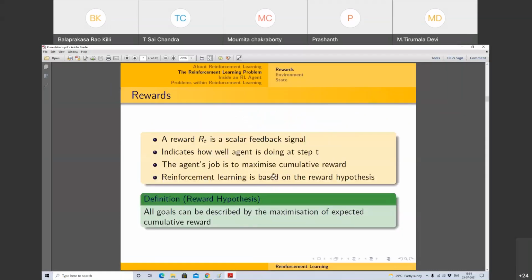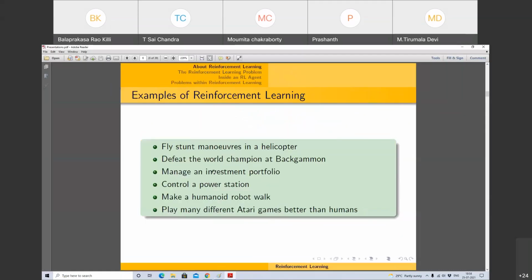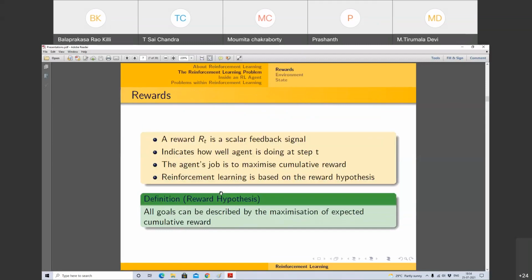So now you may ask, earlier we have discussed some applications of reinforcement learning. What is the goal of controlling a power station? The goal is to achieve maximum power generation, maximum throughput. But now how are we defining the goal? Goal we are defining as maximize the cumulative reward, maximize the sum of reward.